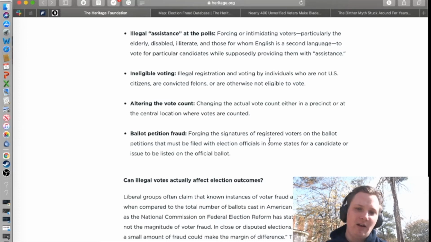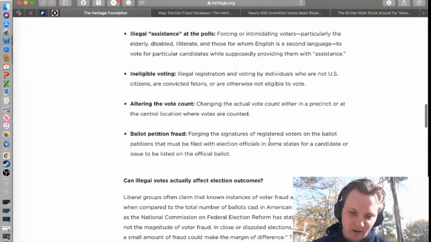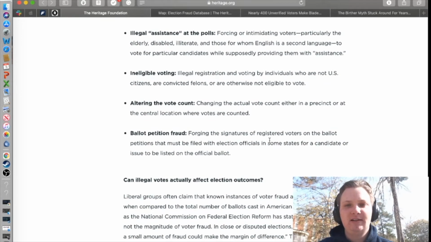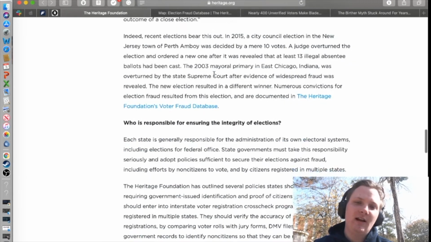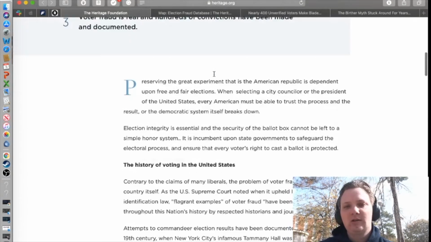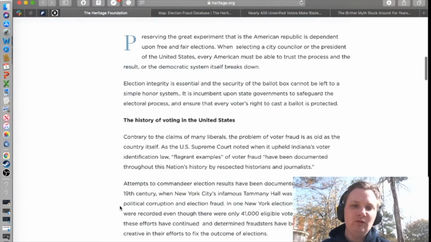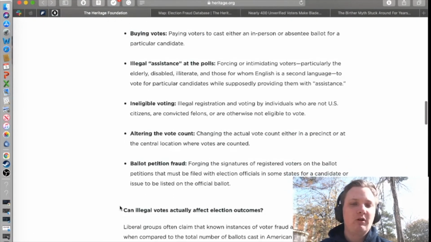You also have ballot petition fraud, where essentially they're forging signatures of registered voters on the ballot petitions that must be filed with election officials in some states for a candidate to be on the official ballot. So basically, in order to become that candidate and get on the ballot, you are stacking signatures of people who didn't actually say that they would vote for you. So these are all types of voter fraud examples that we see, some being more common than others.